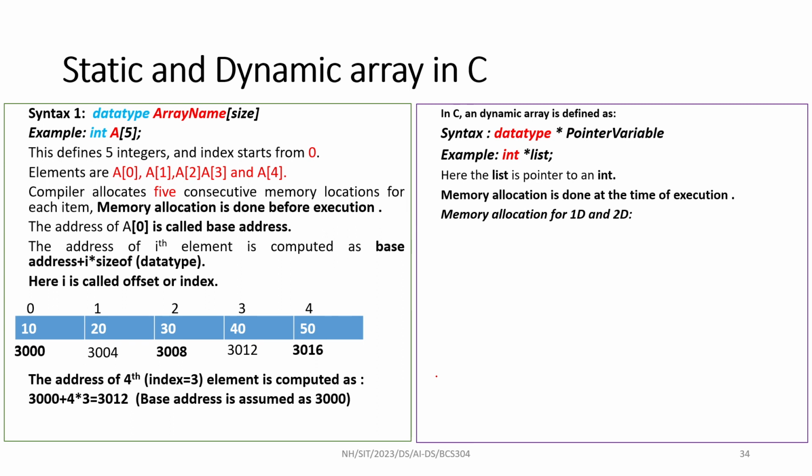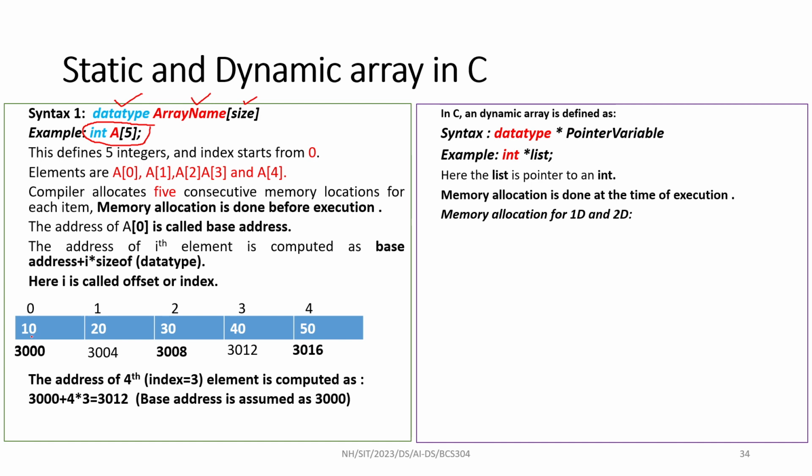Now, how are static and dynamic arrays created in C? The syntax goes like this. The first is the data type, second is the array name, and then the size. In C, suppose A is an array of size 5 with the data type int. That is written like int A of 5. 5 is the size, A is the array name, int is the data type. Different elements are indicated like this: A of 0, A of 1, A of 2, A of 3, and A of 4.